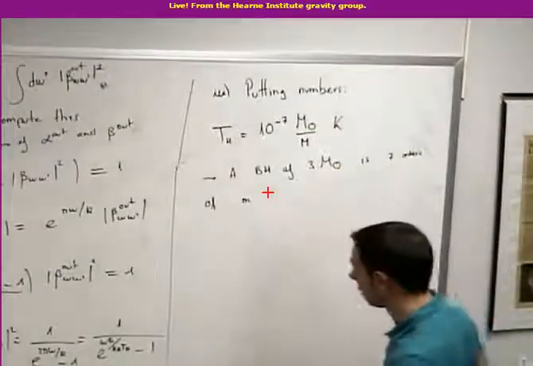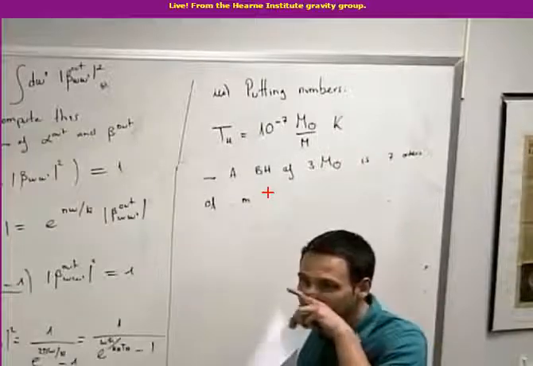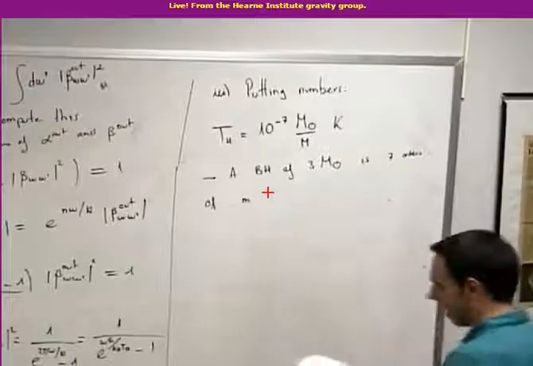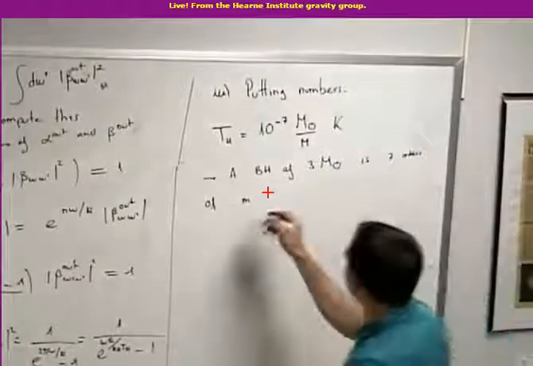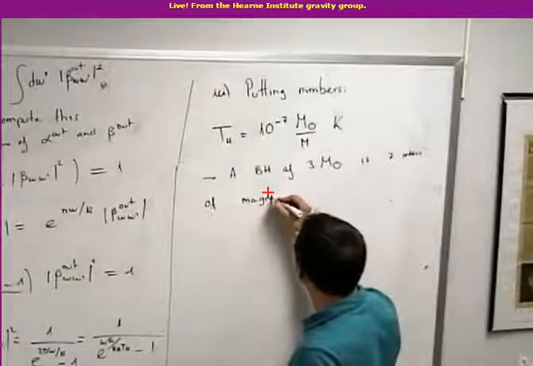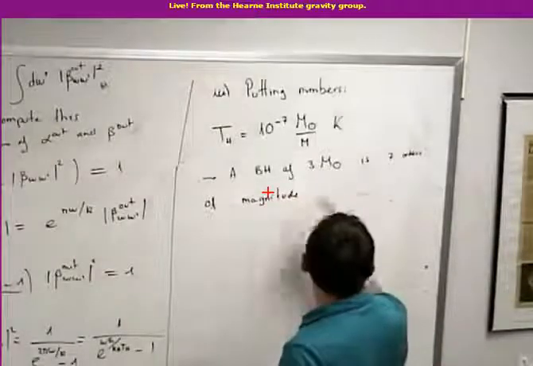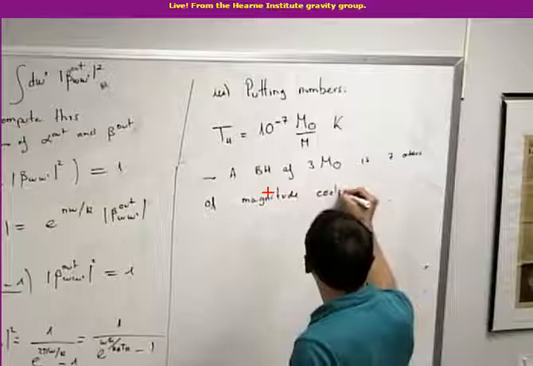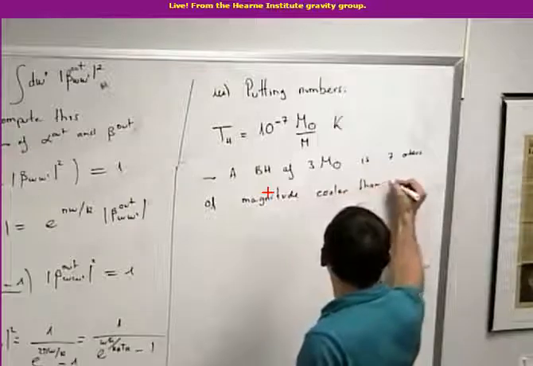I think I misheard you, sorry. Sorry? I think I misheard you, sorry. That's right. 7 orders of magnitude cooler than the CMB.